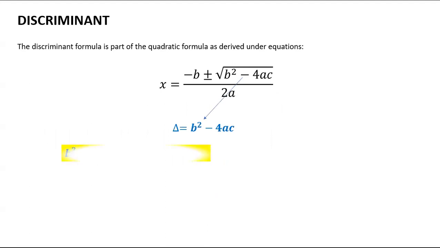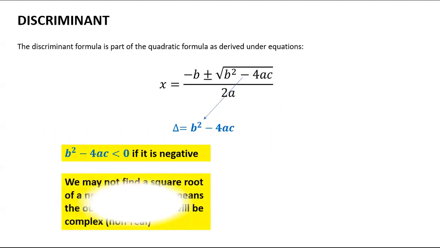Now, if your discriminant is less than 0, that is when your discriminant is negative, it means that you will not be able to find the square root. And if you can't find the square root, it means that we will not have a real solution, or we'll have a complex solution. I don't want to say we don't have a solution. We do have a solution, but it is a complex solution.